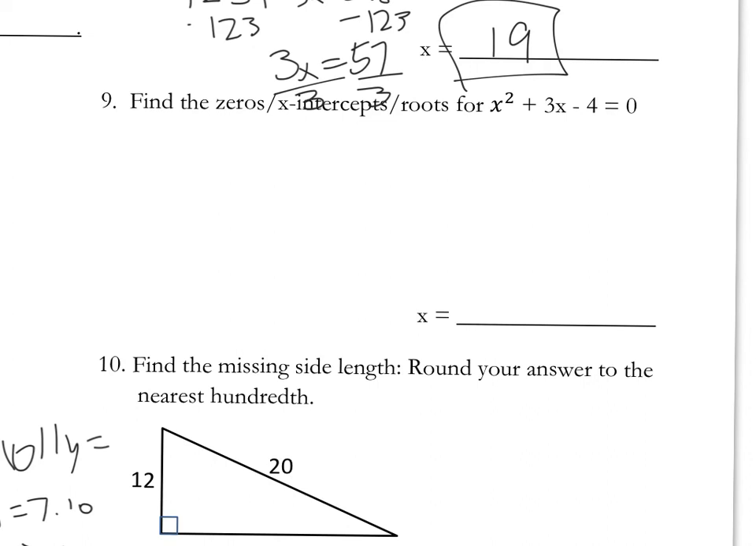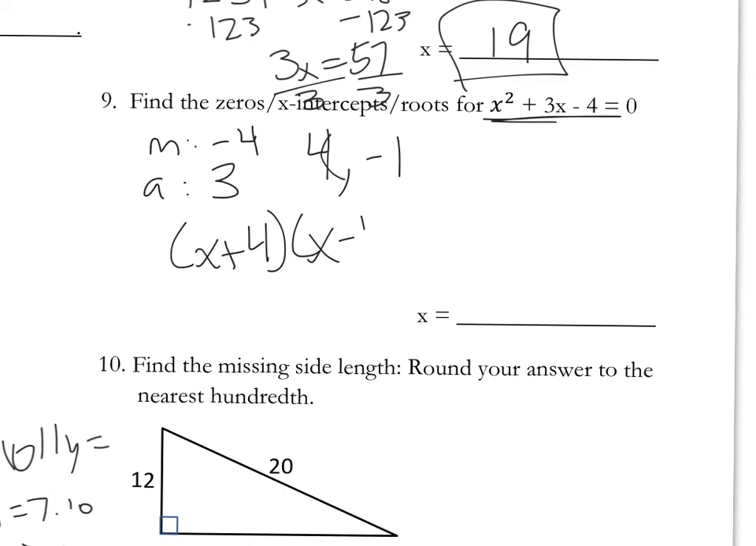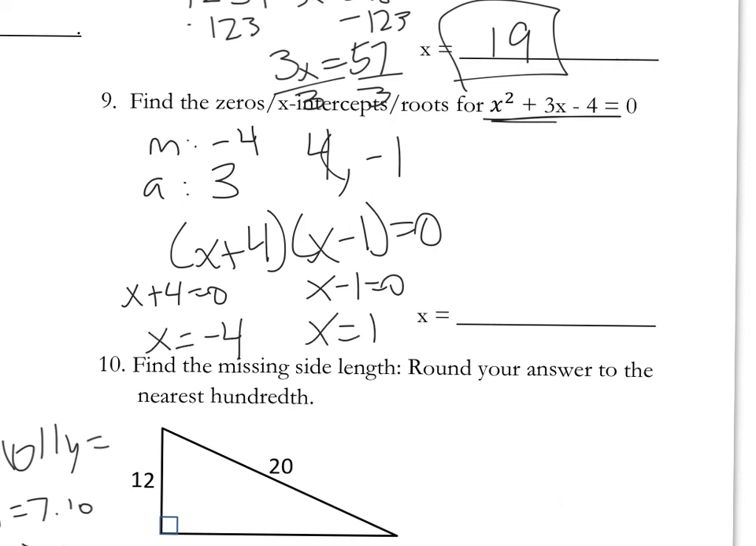Find the zeros, x-intercepts, or roots. That means factor. Okay, so I need to find two numbers that multiply to -4 and add to +3. Okay, so I'm thinking +4 and -1. Okay, 4 times -1 is -4, and 4 minus 1 would be 3. So I write those factors as x plus 4, x minus 1 equal to 0, and then I can set each factor equal to 0. So I get x equals -4 and x equals 1.